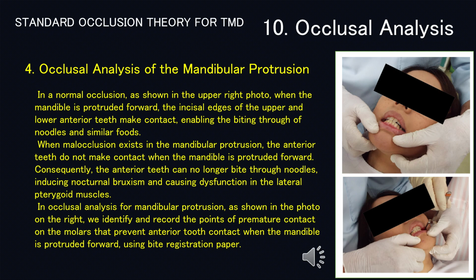Consequently, the anterior teeth can no longer bite through noodles, inducing nocturnal bruxism and causing dysfunction in the lateral pterygoid muscles. In occlusal analysis for mandibular protrusion, as shown in the photo on the right, we identify and record the points of premature contact on the molars that prevent anterior tooth contact when the mandible is protruded forward using bite registration paper.